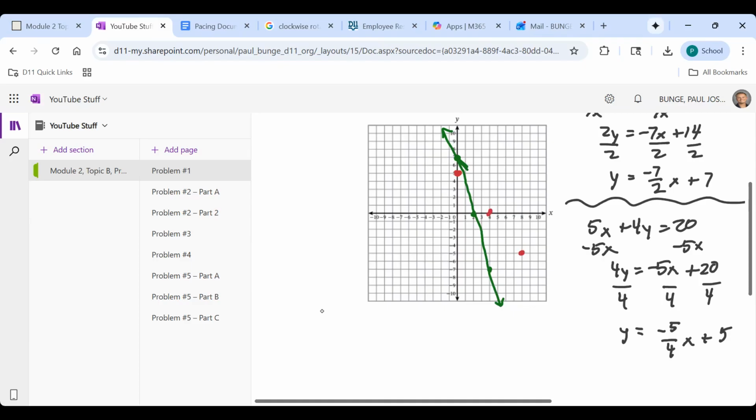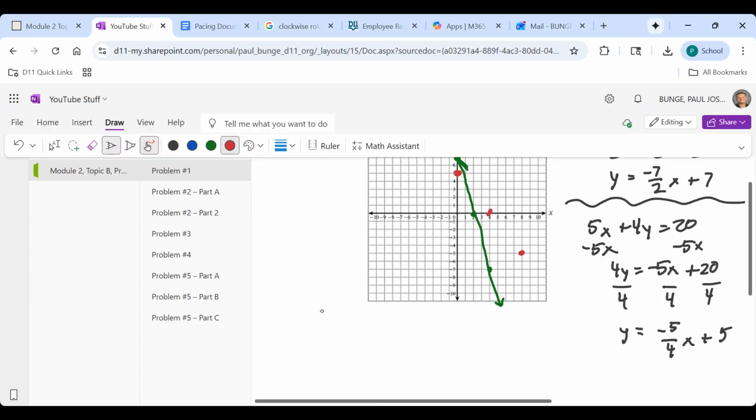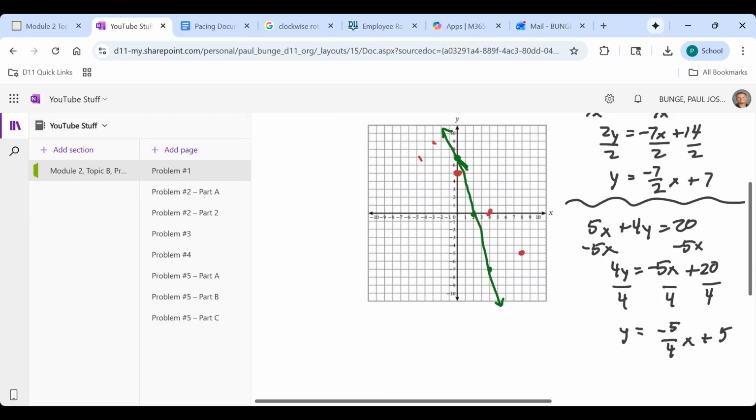And again, bear with me, I am not a computer, but I am going to draw my line. I don't know what is going on here. Let's try again. So I'm going to draw my line. Okay, so that one was pretty bad.